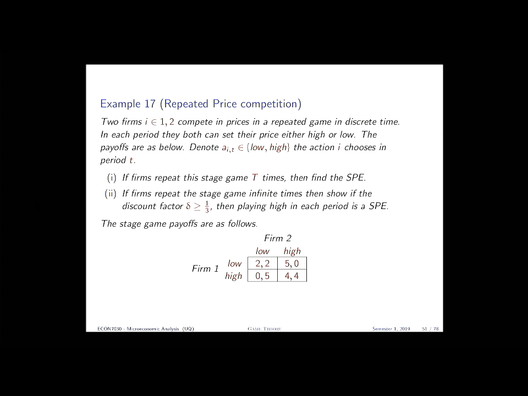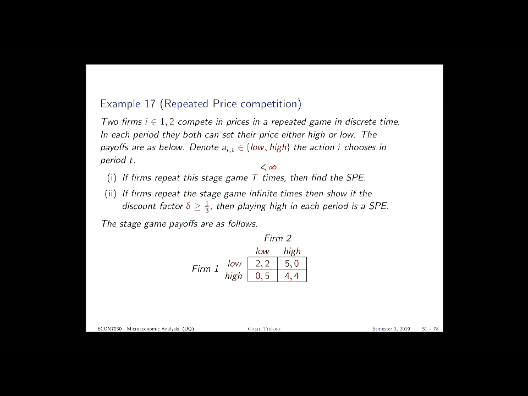If firms repeat this stage game T times, T is obviously assumed to be less than infinity. So if they play T times, meaning finite times, then find the SPE. Then the second part says, if firms repeat the stage game infinitely many times, then show if the discount factor delta is such and such, and so on. I don't want to bother you with this.